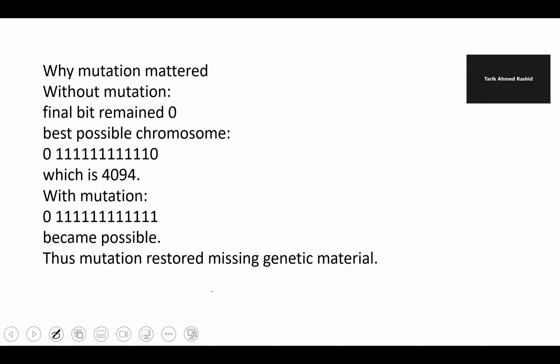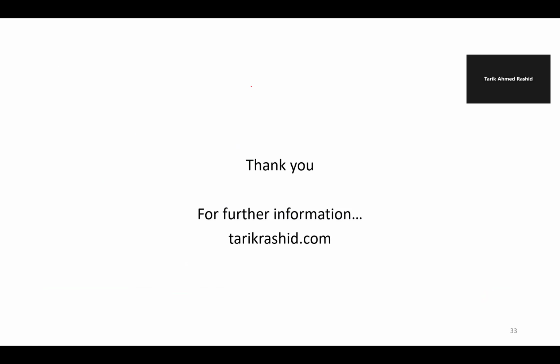Why mutation? I explained it, because without mutation, you can't get the best possible chromosome, which is all ones. So if this is, for example, your solution, no matter how you do crossover, the ones and zeros will still be the same. So the mutation will flip this one into one, it changed it to one, so that you get the highest value.